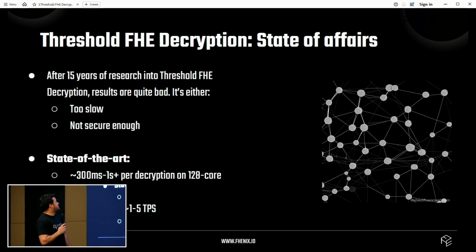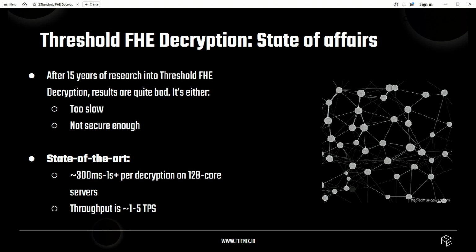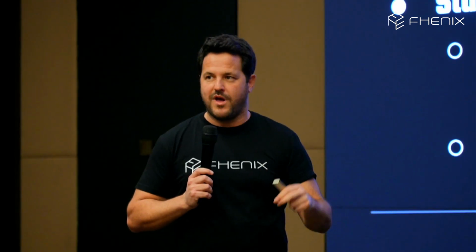Okay, so state of the art, where we are right now. Threshold decryption is a very important problem. FHE has existed for 15 years. As soon as Gentry came up with the first FHE scheme, you had threshold FHE. It's that important building block, threshold FHE decryption, and for 15 years we have dozens of papers. All of them are quite bad.